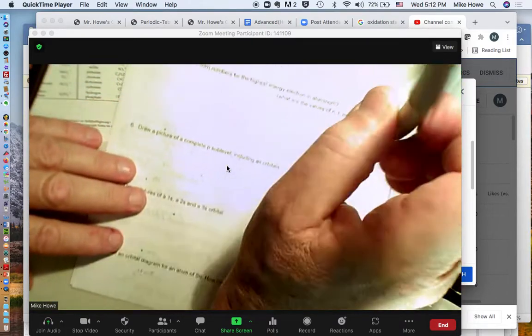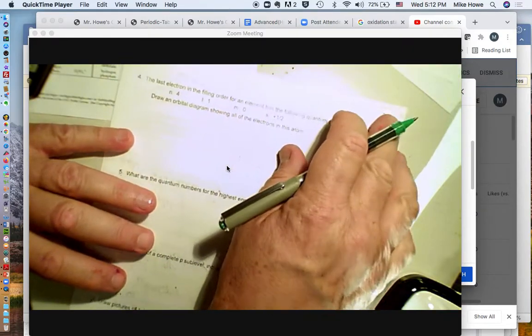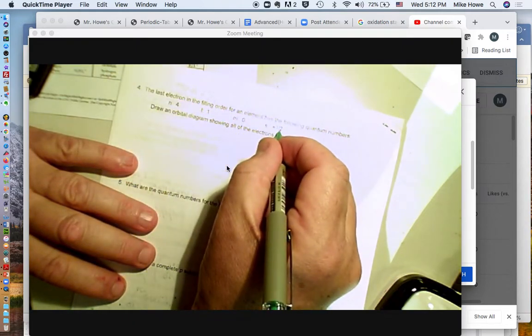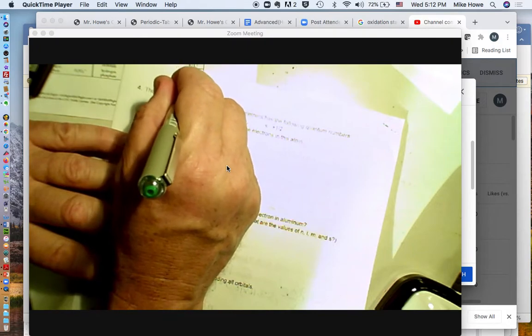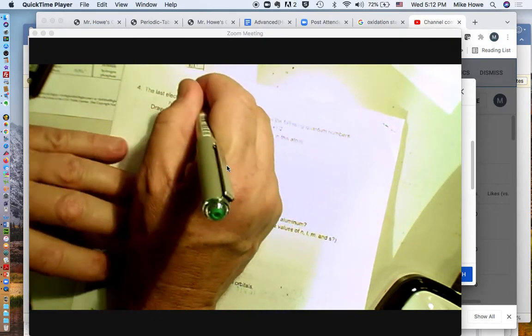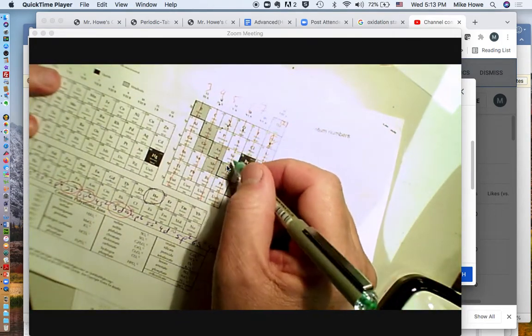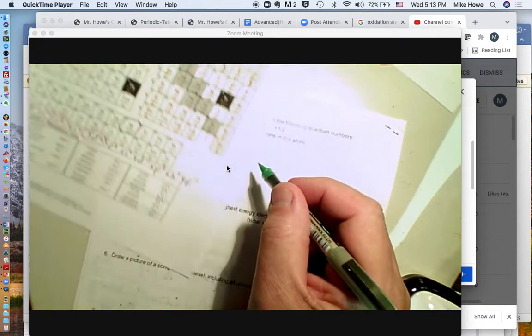So here we go with the last section. This first question wants us to determine what the element is that has these four quantum numbers for the last electron in its filling order. So we know n equals 4 and l equals 1, so we know it's a 4p element. 4p means it's going to be somewhere in this area right over here, specifically in this row right here.